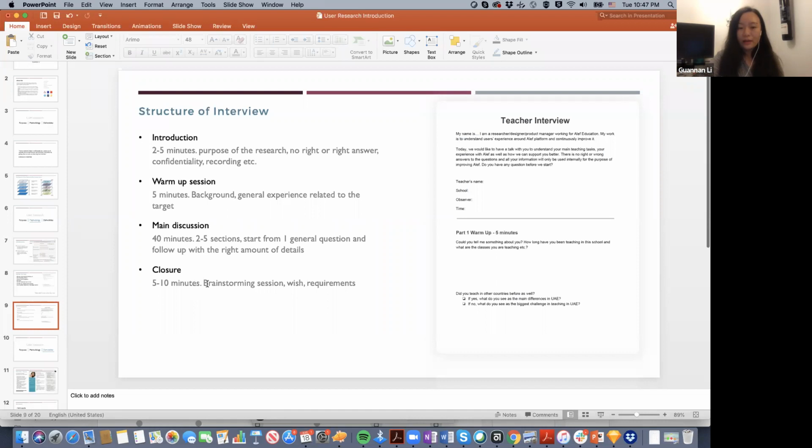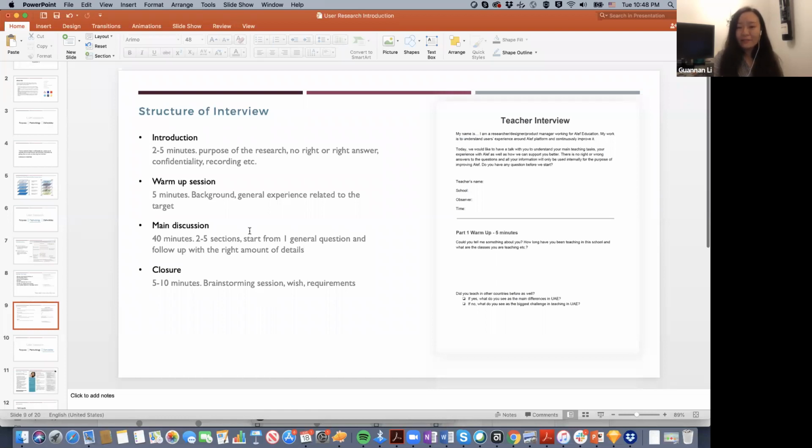One of my favorite ways to close a session is to have a small brainstorming. We said users are not really good at giving you solutions. They don't know what they want. So we don't ask users for their wish list as a main session, but we can ask them in the end.